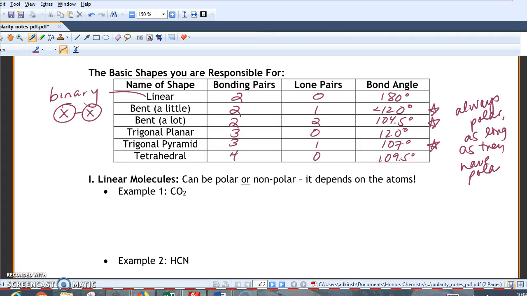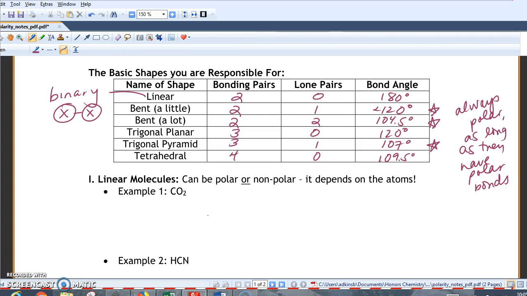So that means if there's an unequal sharing of electrons, then the symmetry is not going to be able to cancel out, and so it would be a polar molecule overall. The other shapes, you have to look at symmetry. And so in general, symmetric molecules tend to be nonpolar, and asymmetric molecules tend to be polar.